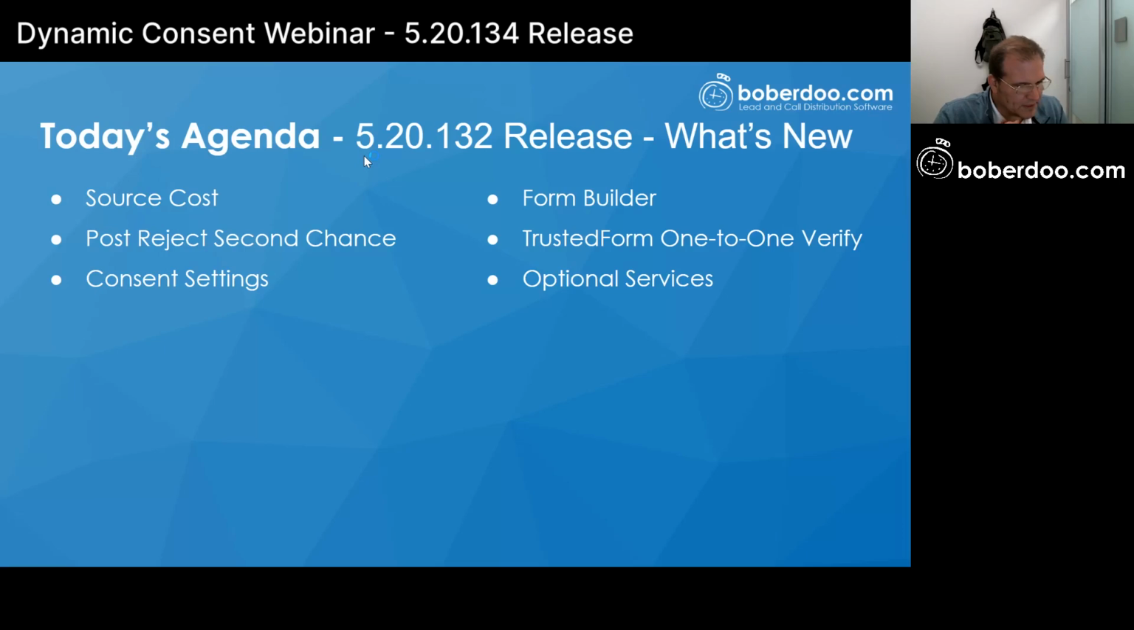Some of the things that we will be talking about today are the updates to how source cost is handled related to the ping post consent API and dynamic consent forms, updates to post reject second chance options there, some updates to the consent settings for partners and how you can handle the company information, how that is displayed. We have updates to the boberdoo form builder with regards to both post reject second chance, trusted form integration, and the redirect URL widgets. And then some updates to how ping post consent behaves with regards to some optional services at Bobber. So lots to go through here today.